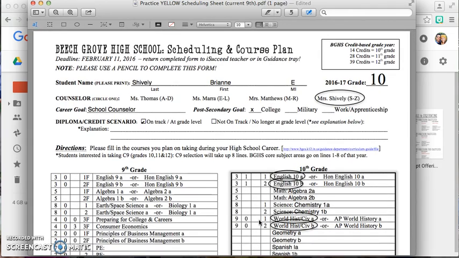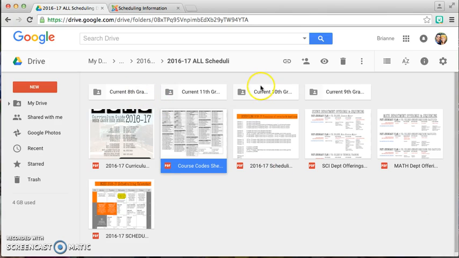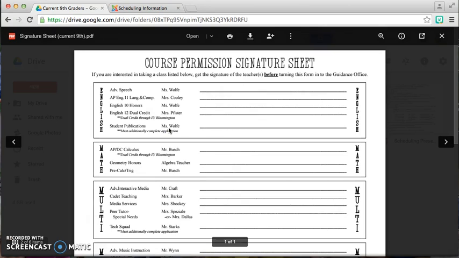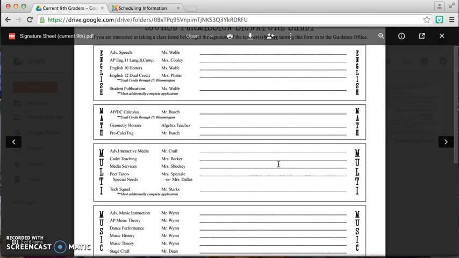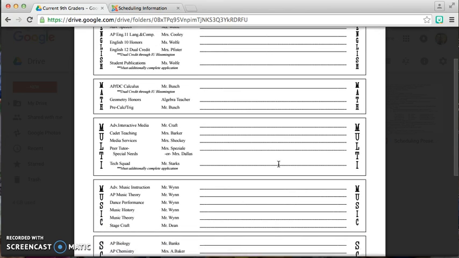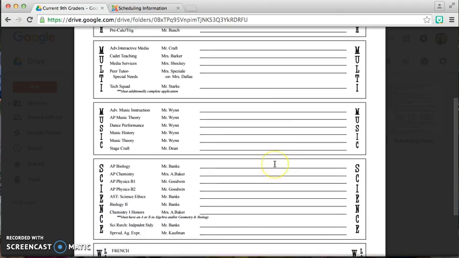The last thing to consider is that your paper copy of this sheet has a back side. So I'm going to pull up what that document looks like. For a current 9th, 10th, and 11th grader, this is the course permission signature sheet that's on the back of your either blue, yellow, or orange scheduling sheet. There are classes that you do need signatures for.